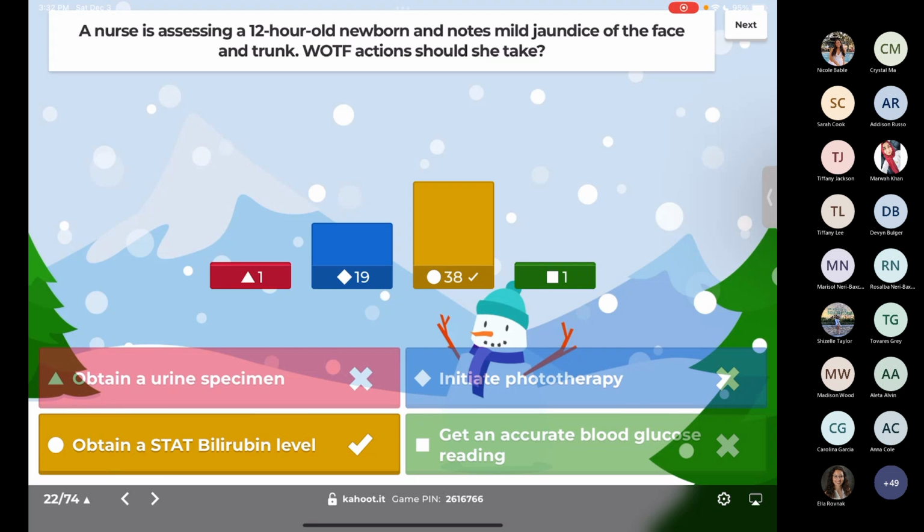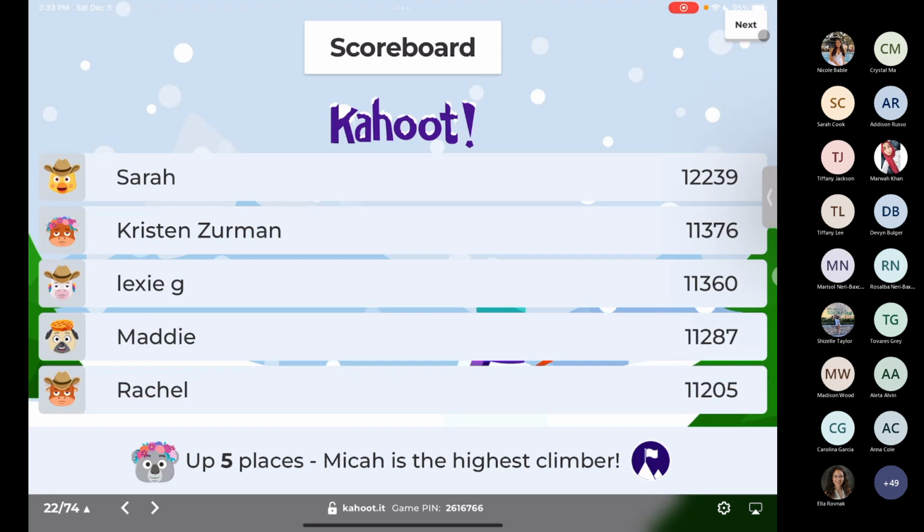Awesome job, guys. So what we need to do before we ever do anything is we need to assess our patient. While phototherapy is a very good option for these patients, before I start that, I need to get a bilirubin level so I know my baseline, so I know what I'm working with, and I have data to compare. Good job, guys.